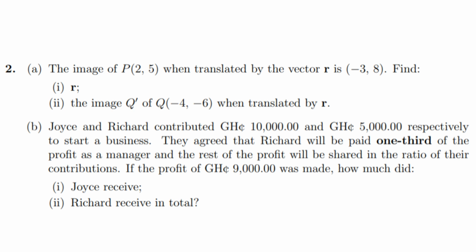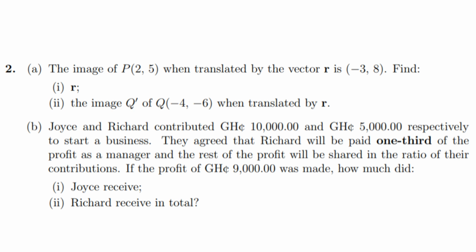Then B: Joyce and Richard contributed 10,000 and 5,000 Ghana cedis respectively to start a business. They agreed that Richard will be paid one third of the profit as a manager, and the rest of the profit will be shared in the ratio of their contributions. If a profit of 9,000 was made, how much did Joyce receive and how much did Richard receive?